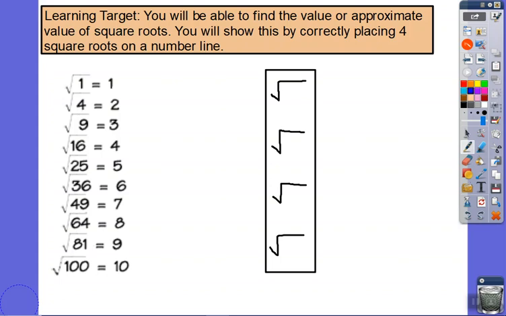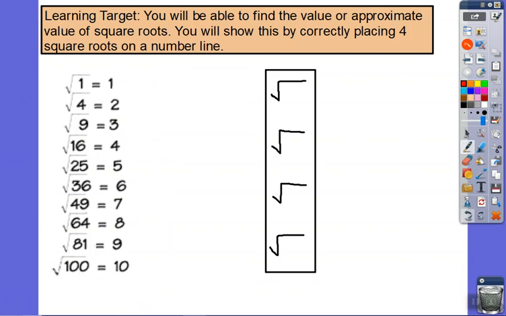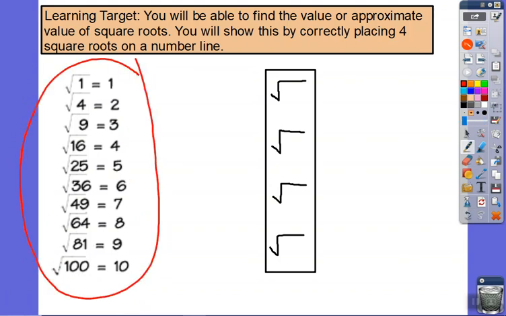So it is important that we know our perfect square roots. We've got them over here on the left side. Okay, so we've got 1, 4, 9, 16, 25, 36, 49, 64, 81, and 100. Those are our perfect square roots.